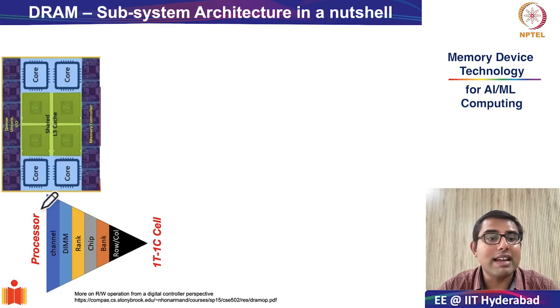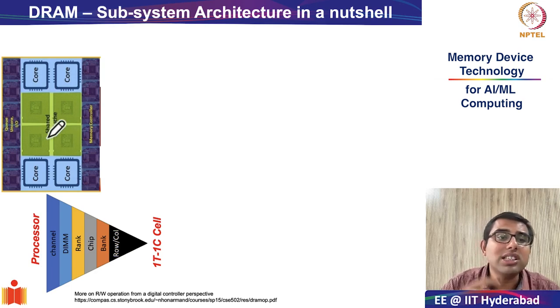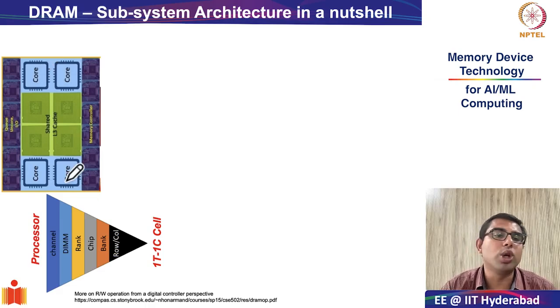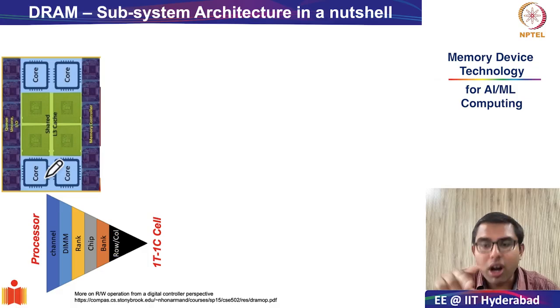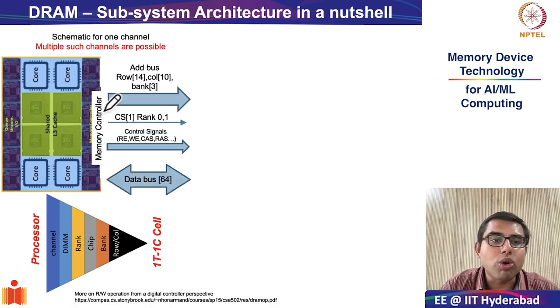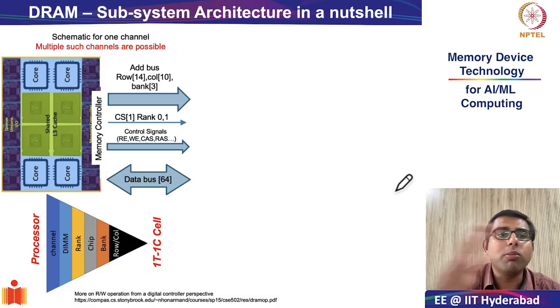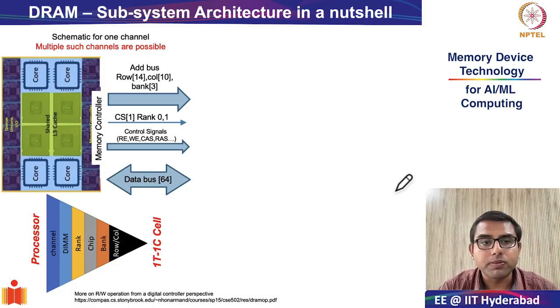So I have first drawn the processor subsystem for you. As you know, the processor subsystem in modern CPUs consists of shared L3 caches and L1, L2 caches belonging to individual cores. Here we can see that this particular processor has 4 cores, and through this memory controller, the processor subsystem will interact with your main memory or your DRAM subsystem.